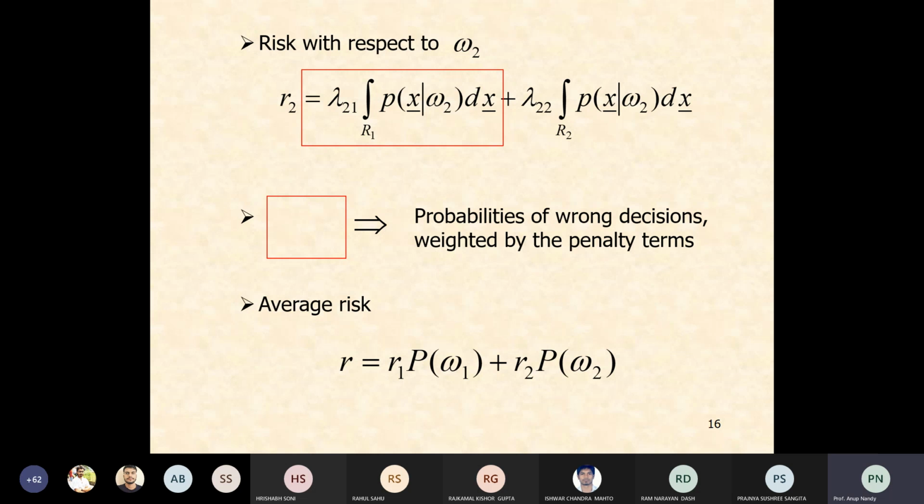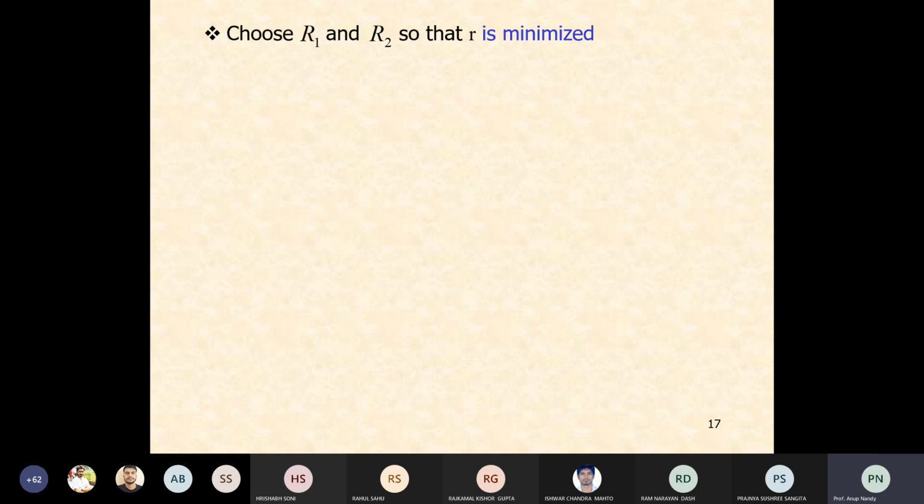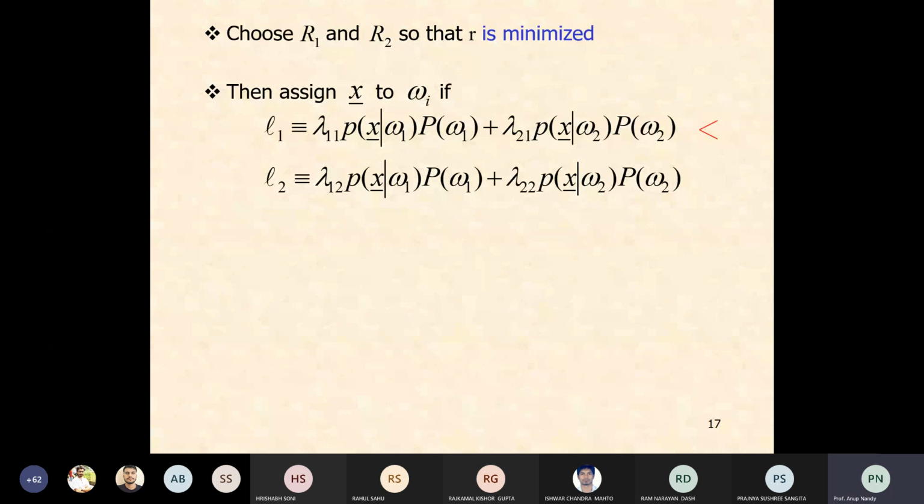Now, how to minimize this average risk is what needs to be considered, and you need to do it. How do you do it? You have to choose R1 and R2 in such a way that R is minimized. That is your job. You have to choose R1 and R2 in such a way that this R is minimized.